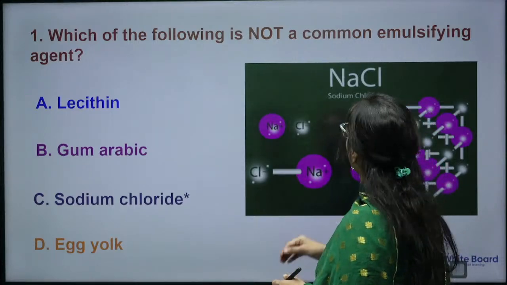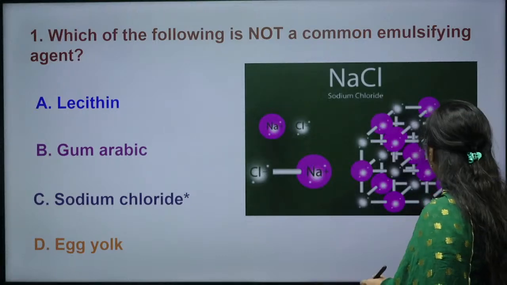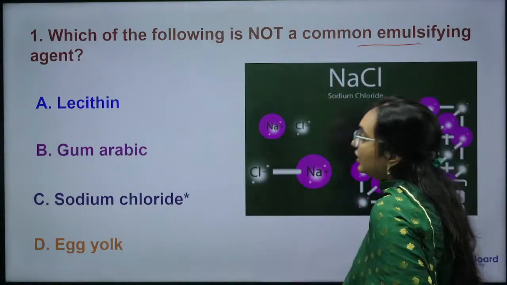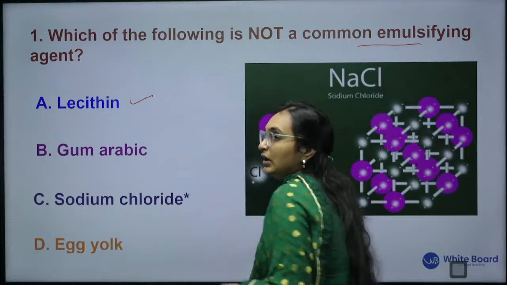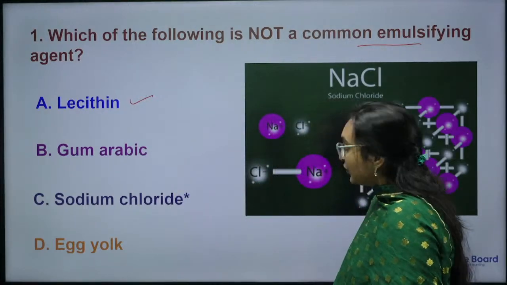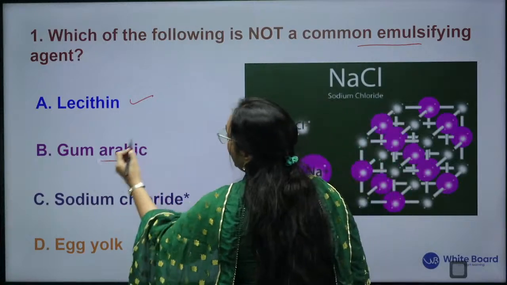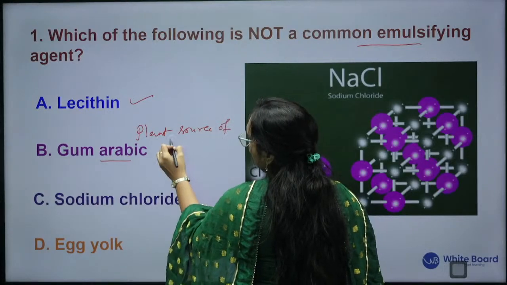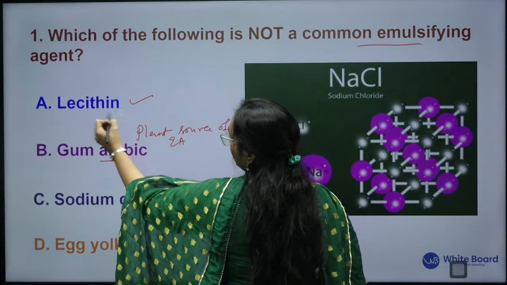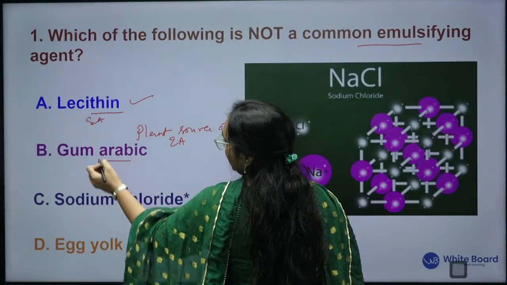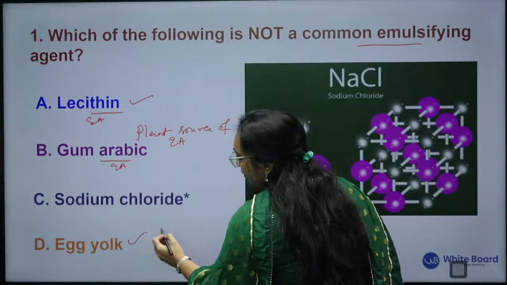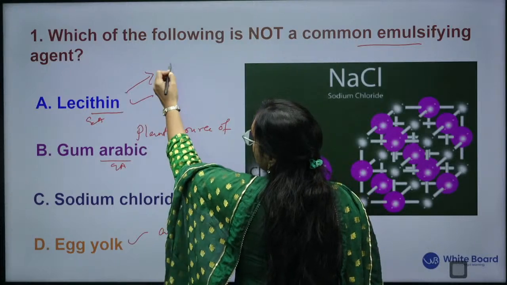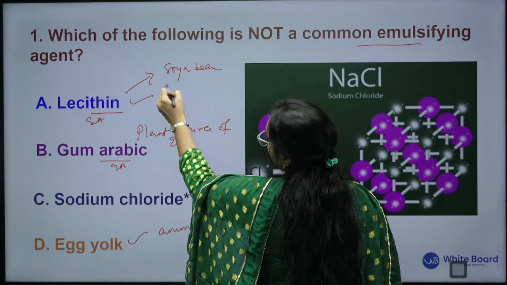Which of the following is not a common emulsifying agent? The question is asking for examples of emulsifying agents. Lecithin is a common emulsifying agent, and gum arabic is a plant source emulsifying agent. If you see egg yolk, this is an animal source. Lecithin sources are soya bean and egg yolk.